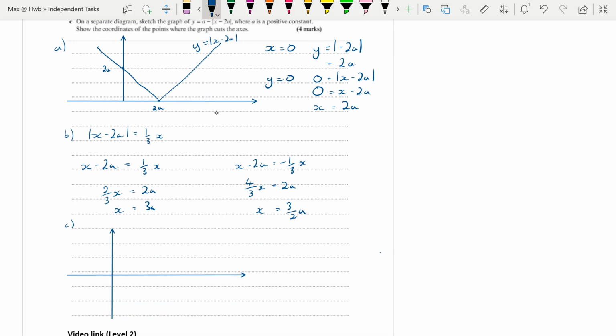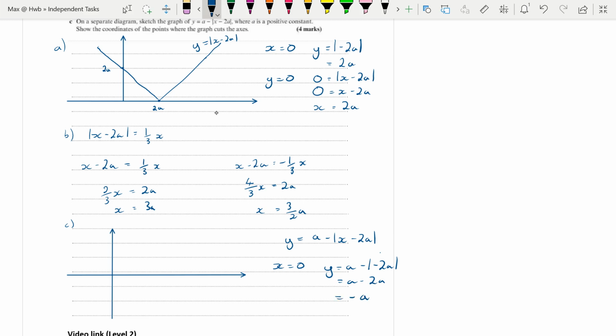here. So I'm going to write it down here. I've got y equals a minus the mod of x minus 2a, okay? So that's the equation I want to sketch. And again, it wants to know, show the coordinates where the points on the graph cut the axes. So again, I'm going to do the same thing I did before. I'm firstly going to do, okay, what happens when x is 0? So when x is 0, I've got a minus the modulus of minus 2a. Again, if I do the mod of the inside, that's going to give me a minus 2a.